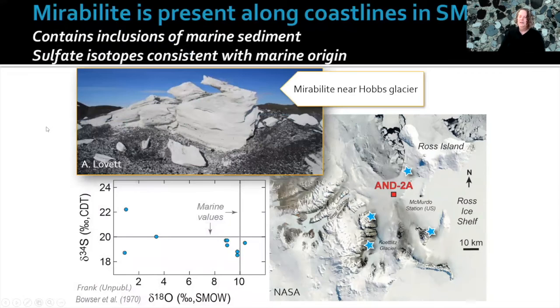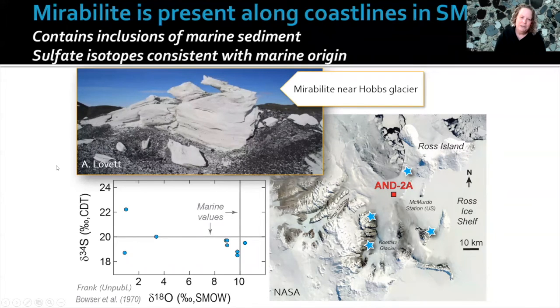One clue that helps us with this model is that we do find that mineral that precipitates out early on during the freezing process, mirabilite, present along shorelines in southern McMurdo Sound. I'm showing some sites where mirabilite is found here with these blue stars. This is what it looks like in outcrop.